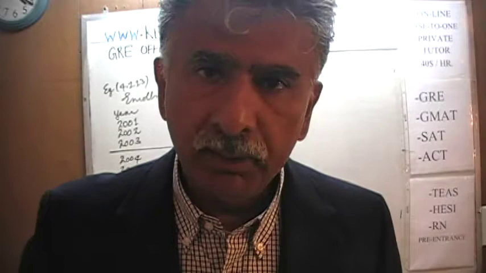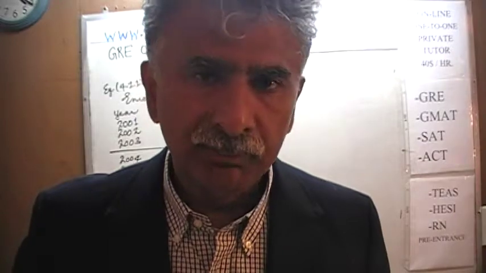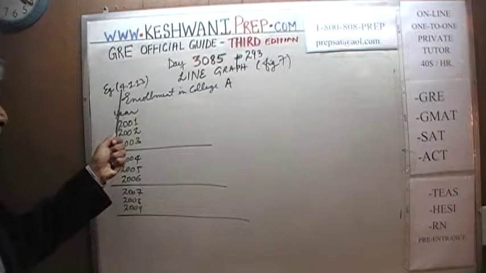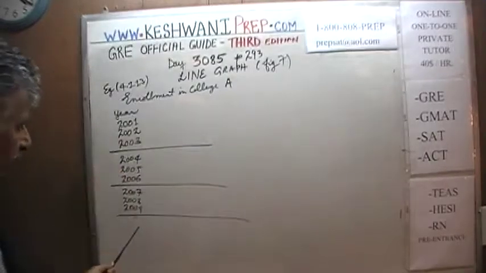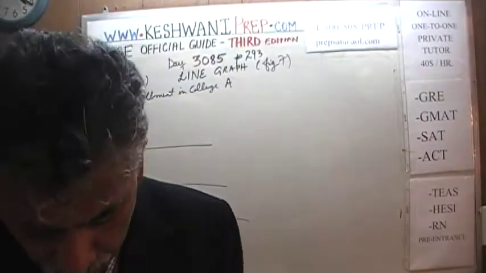Except in the book, they do not give us the raw data, they just give us the graph. We're going to build the graph, you and I together, from the raw data, which I'm going to give you in a second. So here we have example 4.1.13. We have enrollment in College A for the 9 years that are given. And the enrollment figures are as follows.